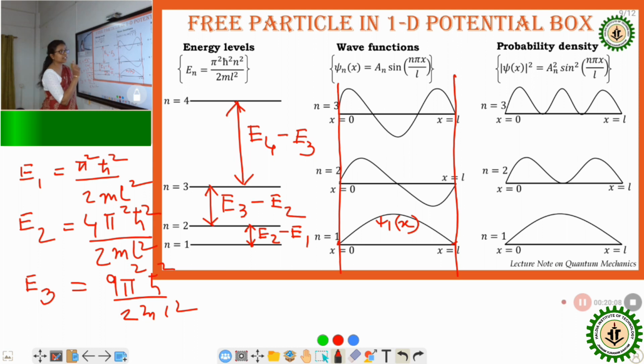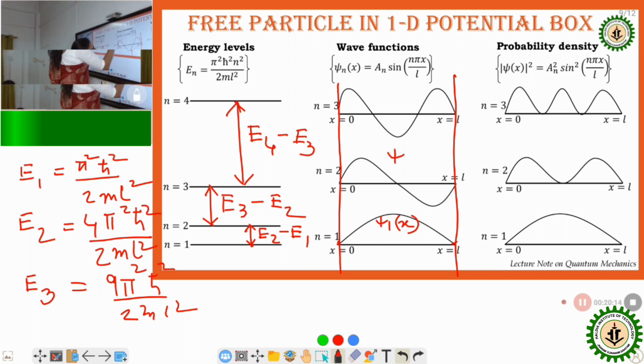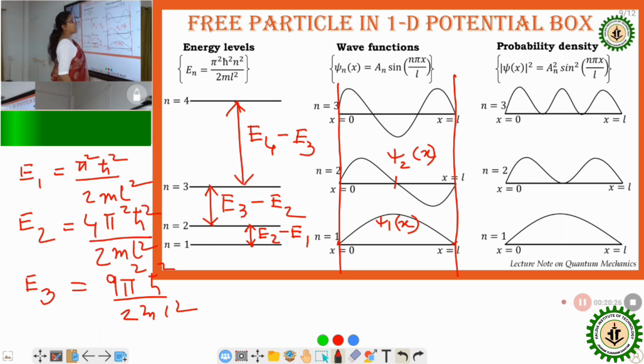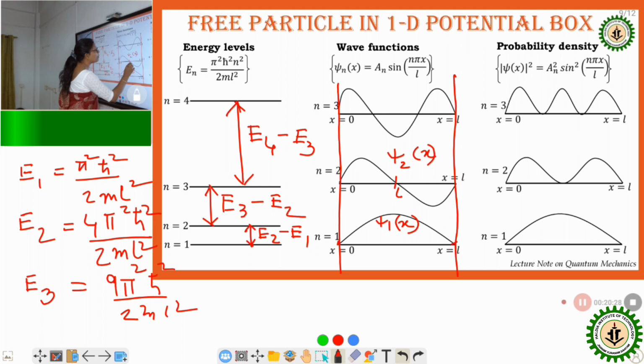But for n equals to 2, this is the wave function for psi 2 x. At x equals to 0, it will be 0. At x equals to l, it will be 0 for psi 2 when n equals to 2. But you see this point at l by 2, if you put it in psi 2 x equals to a2 sine 2 pi x by l.